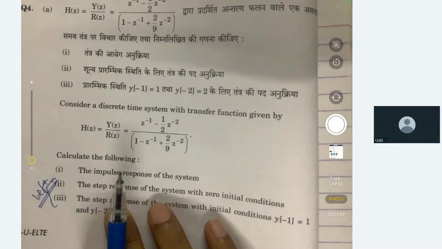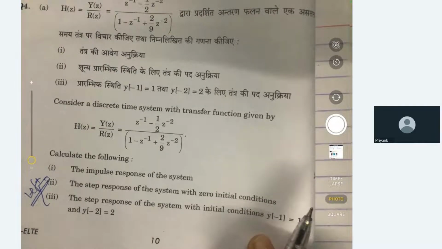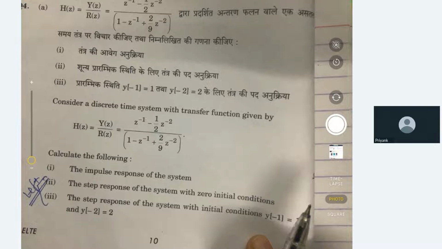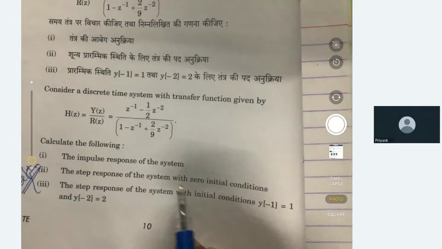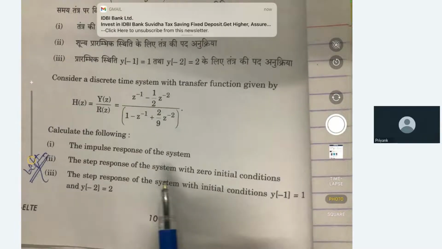Sure. So now let's discuss question number 4a. It is written that a discrete time system with transfer function given by this. They are asking us to find the impulse response. So for impulse response, we simply require to find the inverse Z transform. The first part is easy. The second and third parts were difficult, and I had to leave these two parts. The second part is they are asking us to find the step response of the system with zero initial condition.